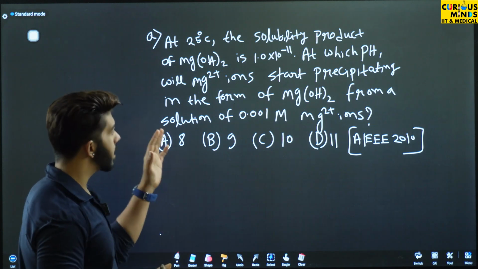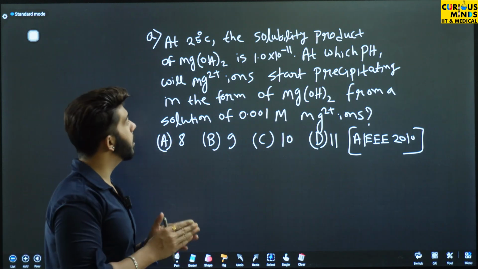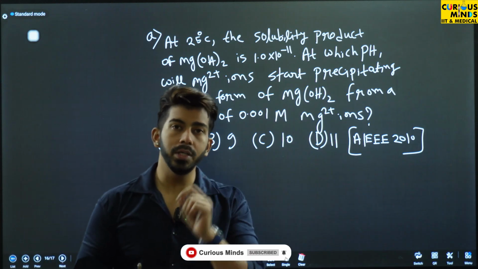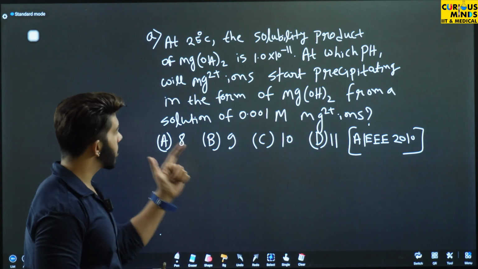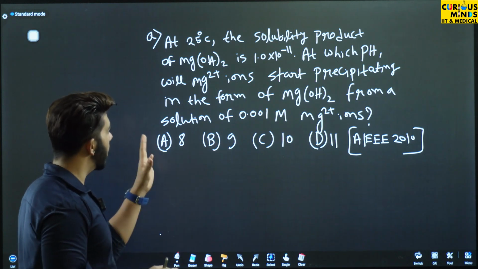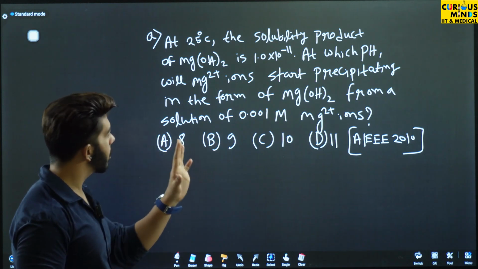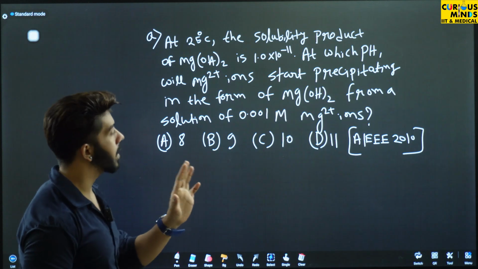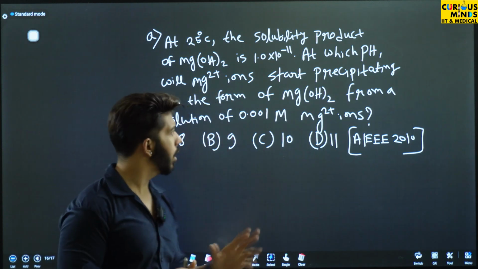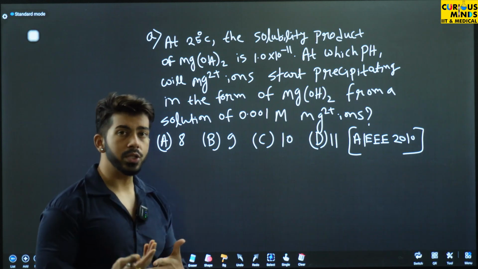So the question says: at 25 degrees centigrade, the solubility product of magnesium hydroxide. So this question was from the solubility product concept, right? Magnesium hydroxide is 10 to the power minus 11. At which pH will magnesium 2 plus ions start precipitating in the form of magnesium hydroxide from a solution of this magnesium 2 plus ions? Everything is fine. So how can we approach the question?